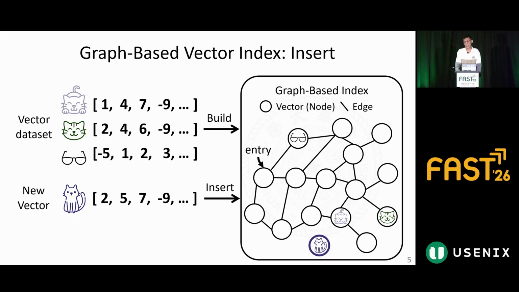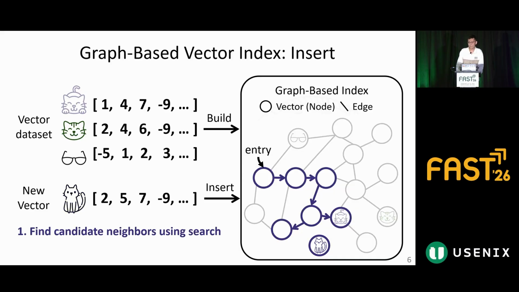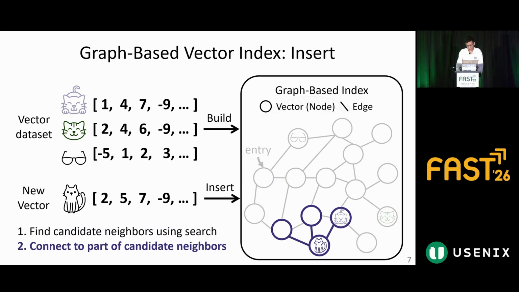Sometimes, new data needs to be ingested into the vector index. At this time, a new vector needs to be inserted into the index. To do this, first, find the candidate neighbors of the target vector using a vector search. All the visited vectors could be the new vector's neighbors. Second, add bidirectional edges to the new vector and part of the candidate neighbors.